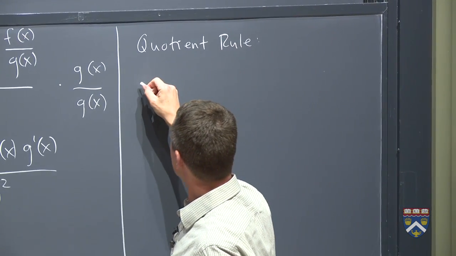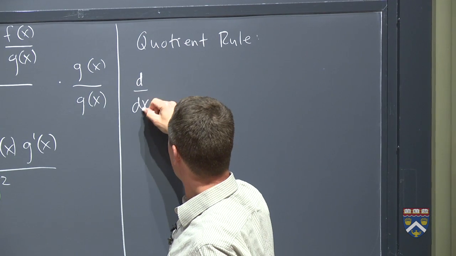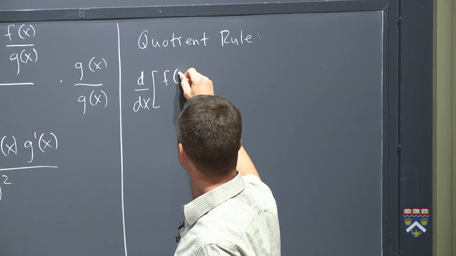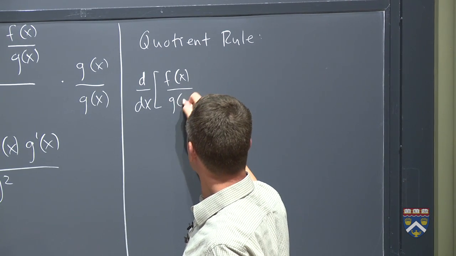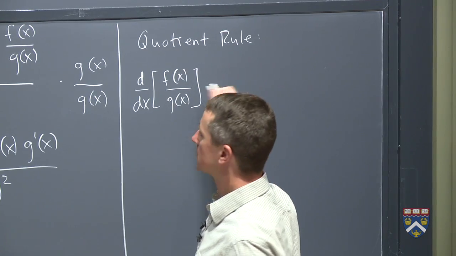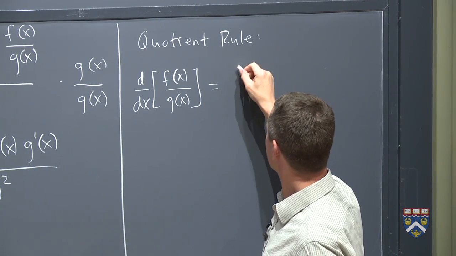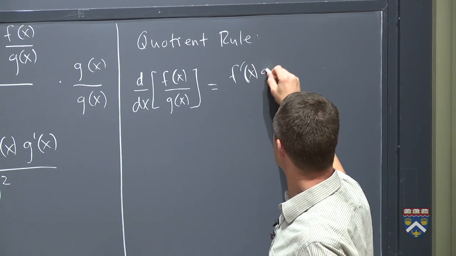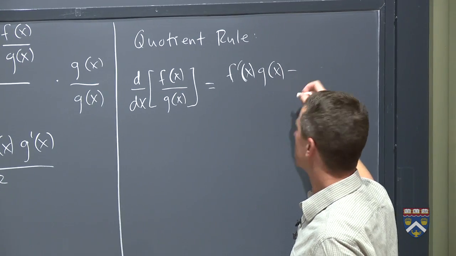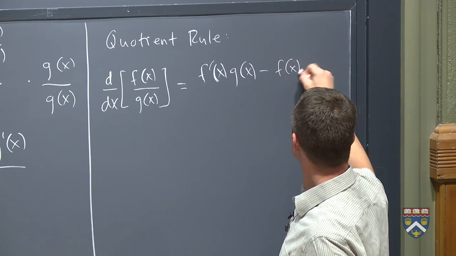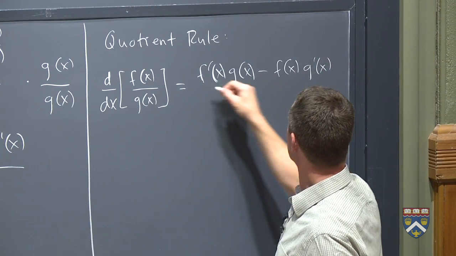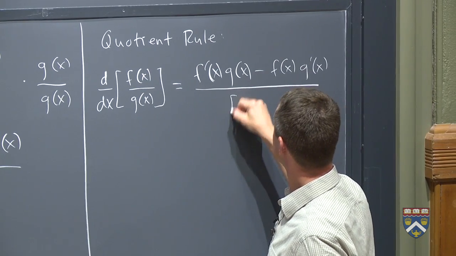This is the quotient rule. It says if you want to take the derivative of f of x over g of x, this is what you do. f prime of x, g of x, minus f of x, g prime of x, all over g of x squared.